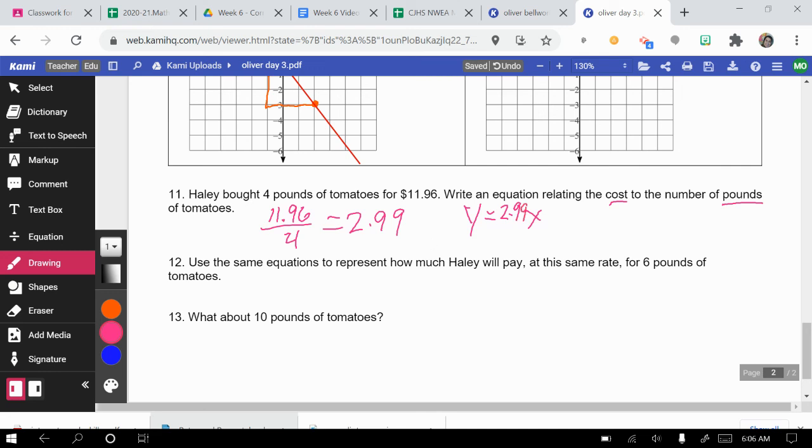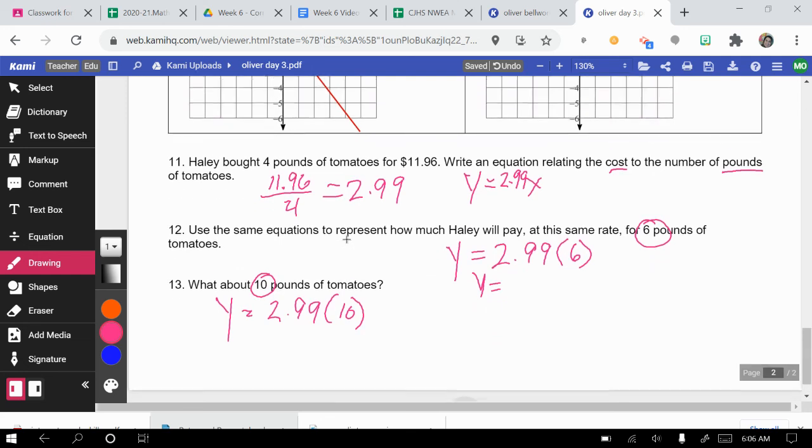All I'm going to do now is replace my k with my 2.99. And there's my equation. Use the same equation to represent how Bailey will pay for 6 pounds of tomatoes. So that means you have to take y equals 2.99 times 6 to get your answer. So multiply that, get your answer. But what if now x was 10? So that's what you're going to do in this one. You're going to take your 2.99 times 10. All right, so finish the remaining problems and you are all done.